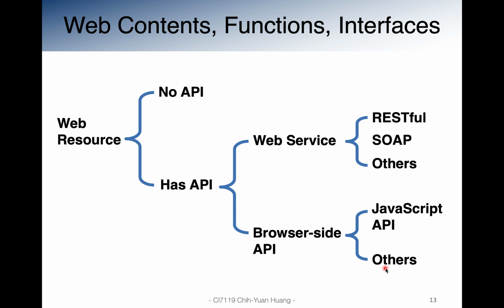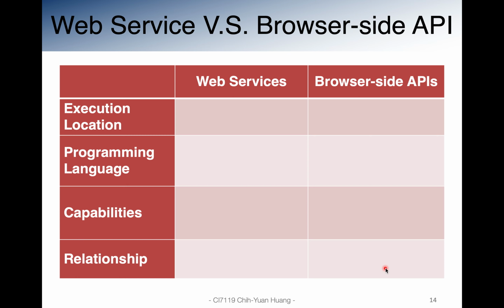So this is one way to organize, or you can say categorize, the web resources in terms of how they can be utilized in the Mashup application. Okay, and here is another way to compare the two types of APIs, the web service API and also the browser-side API: in terms of the execution location, their programming language capabilities, and also the APIs' relationships with the application. So let's take a quick look over here.